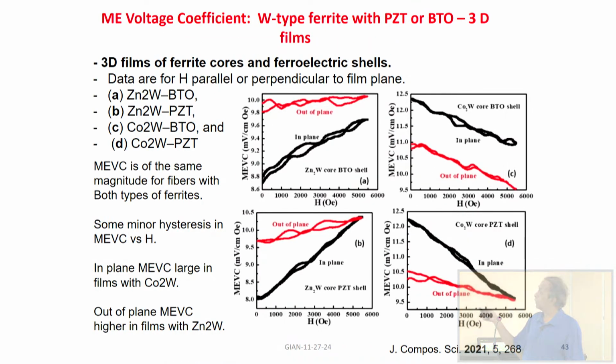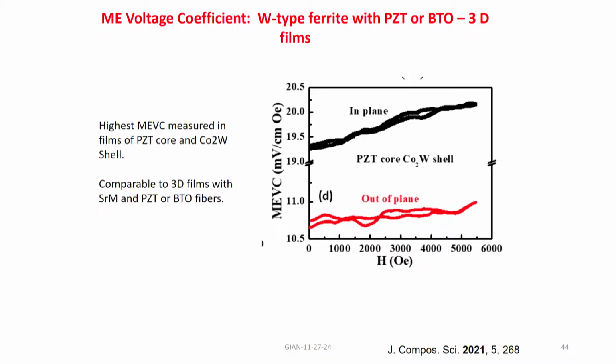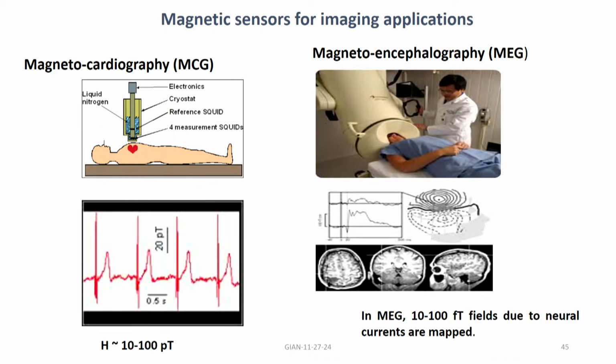These are similar data for different hexagonal ferrite systems. Okay, so what do we do with all these fibers? You can put together magnetic sensors for different applications. For example, sensors for biomedical imaging, and the one on the left shows magnetocardiography, and at this time it is done with a SQUID magnetometer, and you can use high temperature superconductors to operate them at liquid nitrogen temperature.